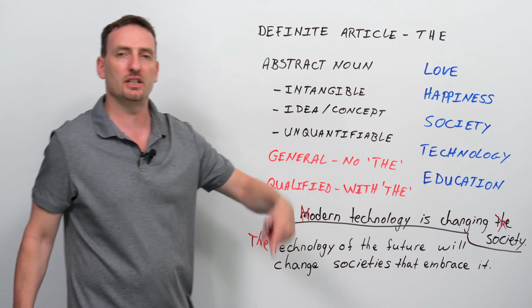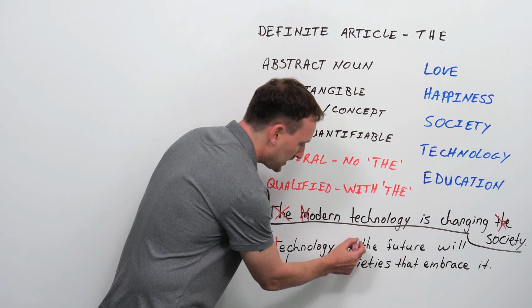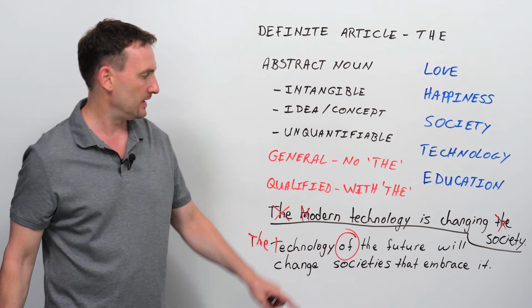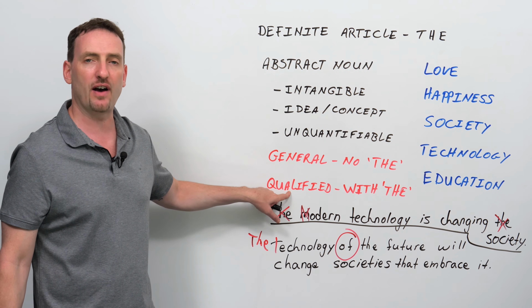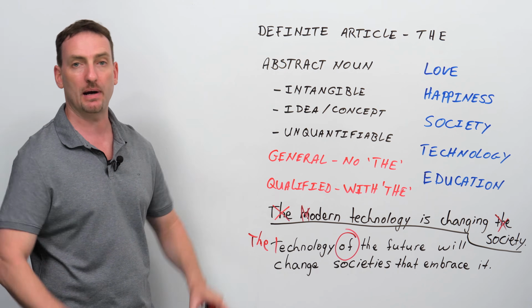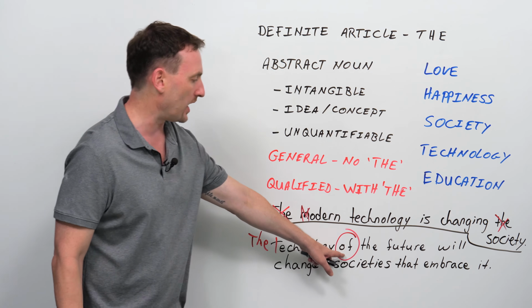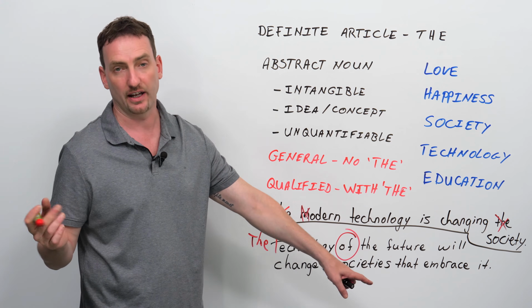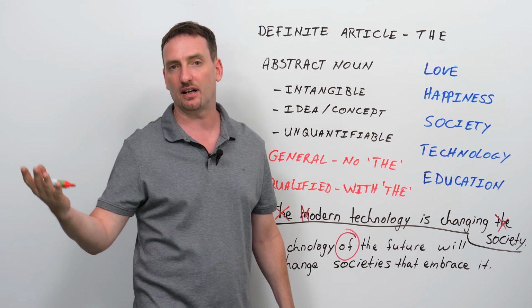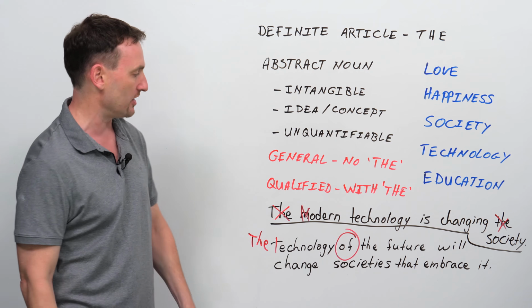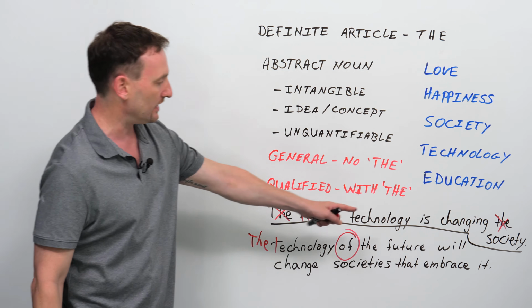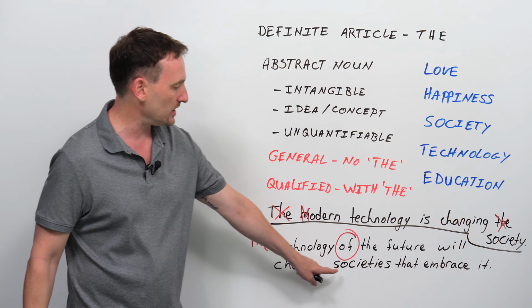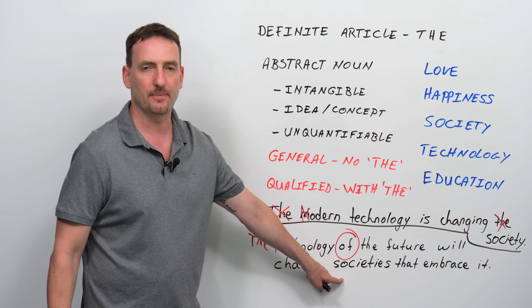The technology of the future. Now you'll notice that I'm using "of" as a way of qualifying the technology that I'm talking about specifically. So this is one way of qualifying. You can use "of," or you can use a defining adjective clause. The technology of the future will change societies that embrace it.